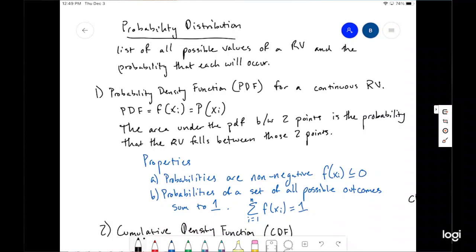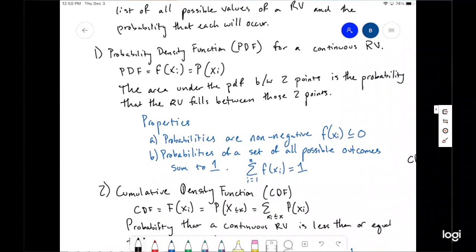Properties of a PDF. All probabilities are non-negative, meaning that the probability that you have any value, xi, or any possible outcome, has to be positive. Probabilities of a set of all possible outcomes sum to 1. So the sum of f of xi for all possible outcomes has to be equal to 1. I just realized that in the previous one I wrote less than or equal to 0. It should be greater than or equal to 0.